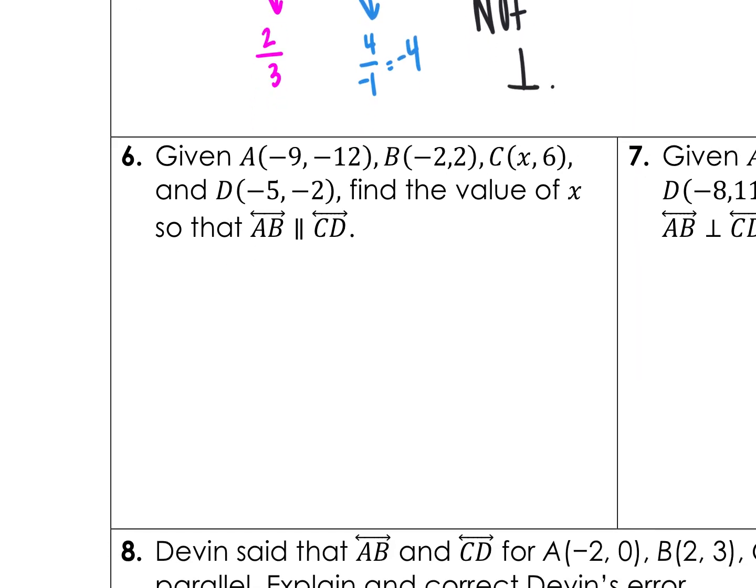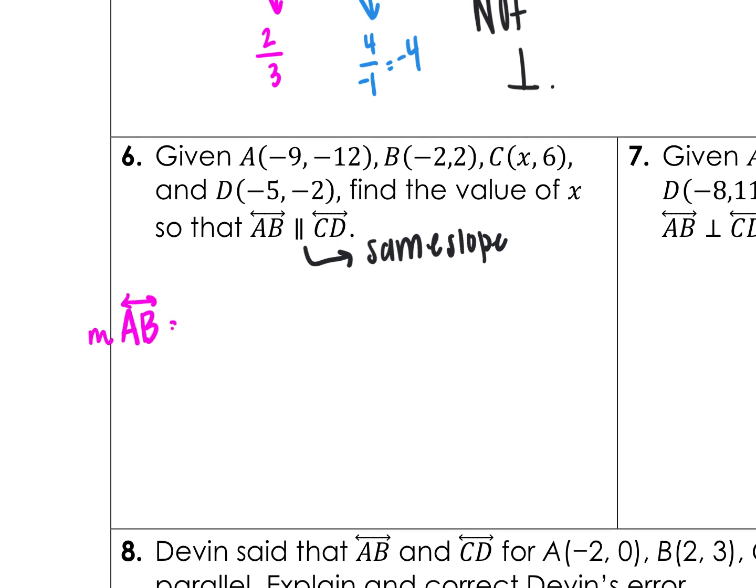All right, let's check out number 6. We're given 4 sets of points, and we want to find the value of x so that AB is parallel to CD. So remember, if lines are parallel to each other, they have to have the same slope. So whatever x is, we want to plug in a value for x so that those lines have the same slope. In order to find out what that slope is, we need to find the slope of AB.